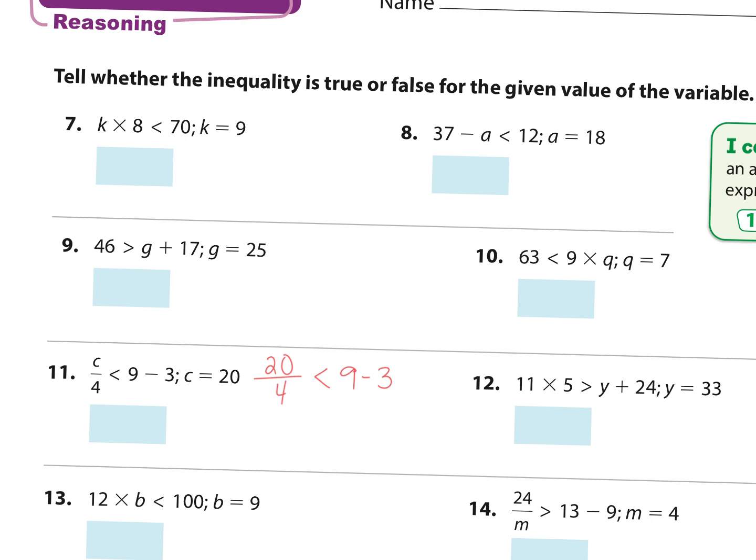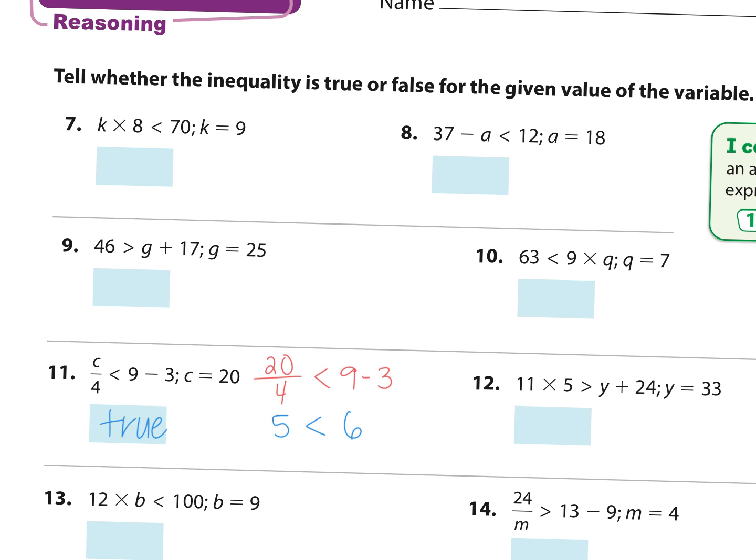So I've got one expression on the left side of my inequality sign and then one expression on the right side. So I'm going to solve both of those. 20 divided by 4 is 5. And then 9 minus 3 is 6. Is this true? Yes. If I'm writing, you're writing.